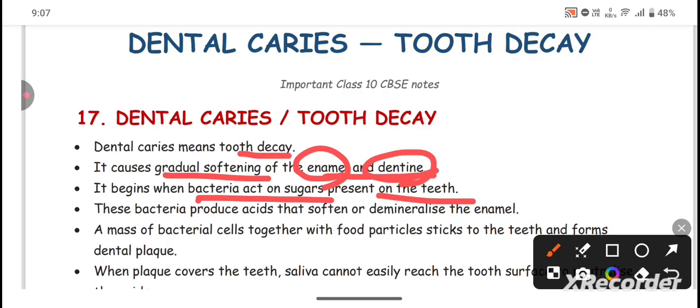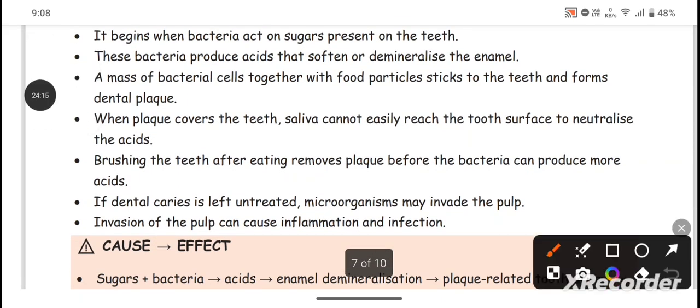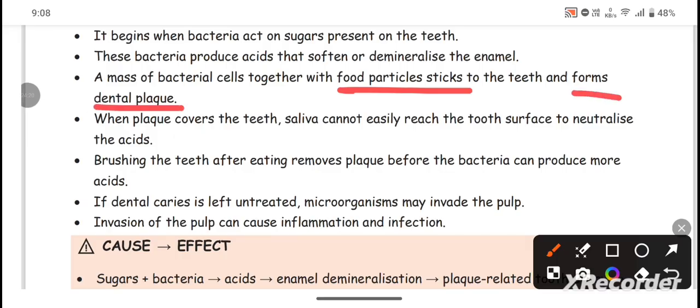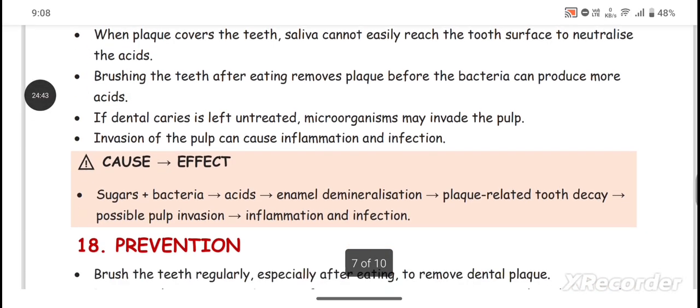These bacteria produce acids that soften or demineralize the enamel. A mass of bacterial cells together with food particles sticks to the teeth and forms a dental plaque. When plaque covers the teeth, saliva cannot easily reach the tooth surface to neutralize the acids. So brushing the teeth after eating removes plaque before the bacteria can produce more acids. If dental caries is left untreated, microorganisms may invade the pulp. Invasion of the pulp can cause inflammation, and infection gradually leads to cavities.